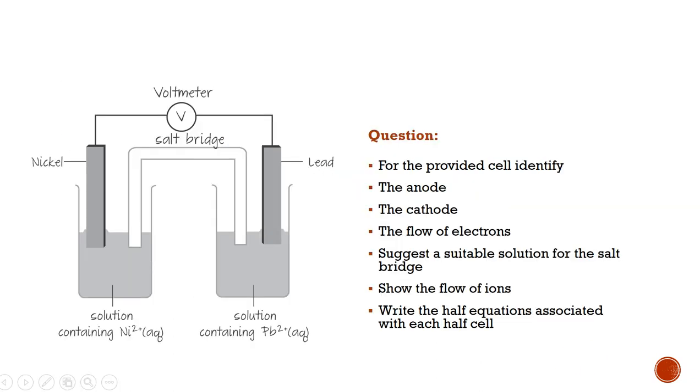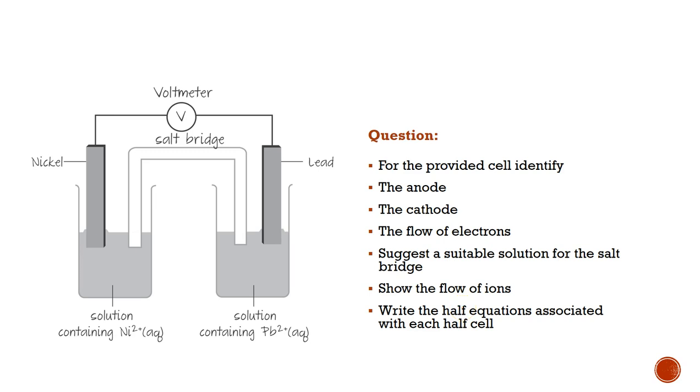So let's have a look. We have been given a cell here between lead and nickel, and we have to label the anode, the cathode, the flow of electrons, suggest a suitable solution for the salt bridge, and the flow of ions, and write the half equations associated with each half cell.